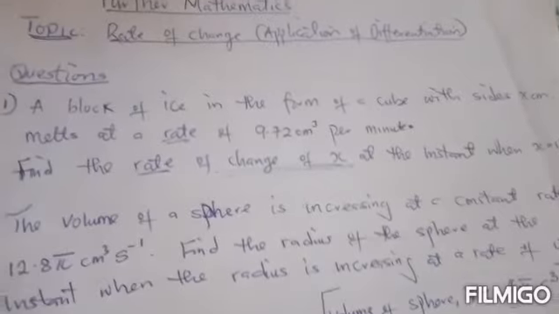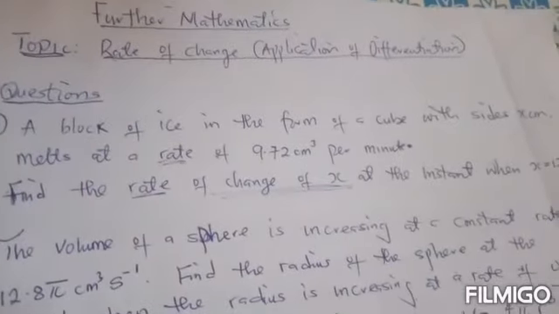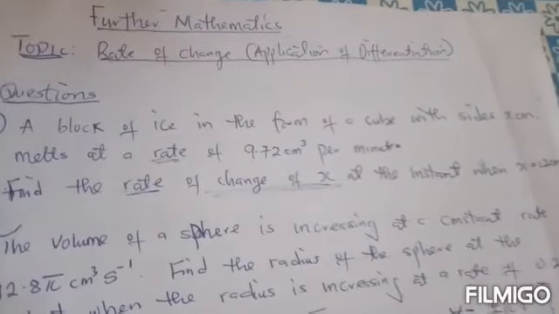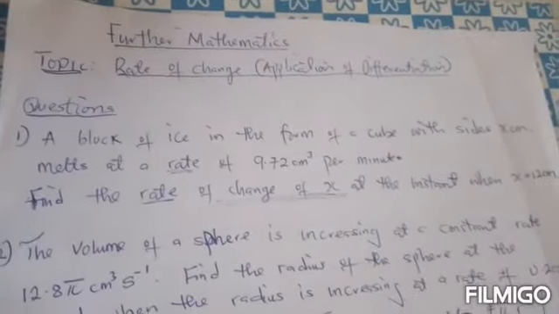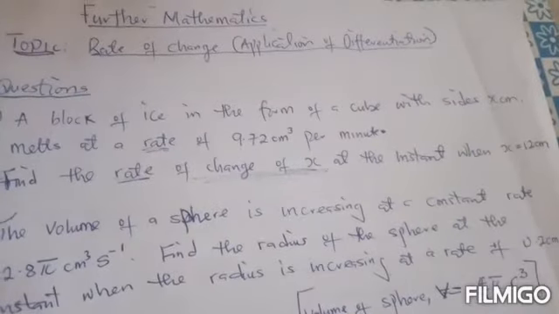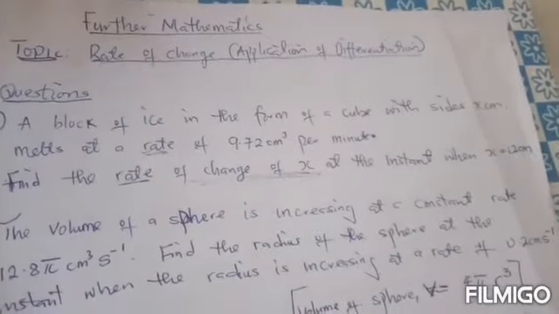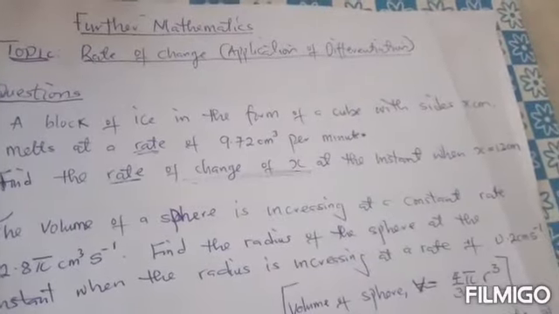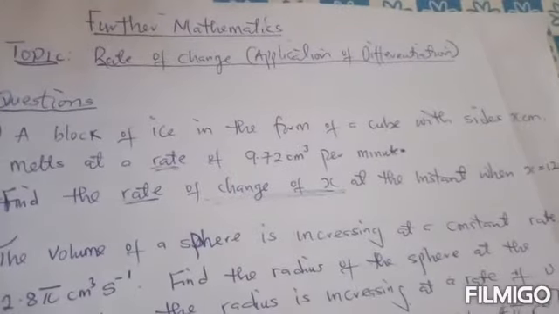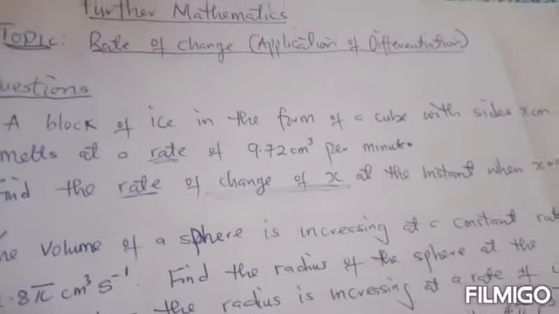Question number 1 says a block of ice in the form of a cube with sides x cm melts at a rate of 9.72 cm cubed per minute. Find the rate of change of x at the instant when x is 12 centimeters. Now, there is something you need to know before you start solving questions on rate of change.